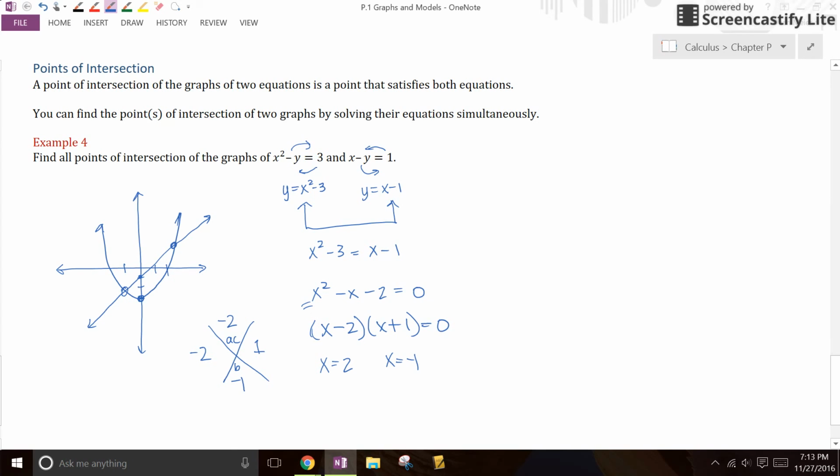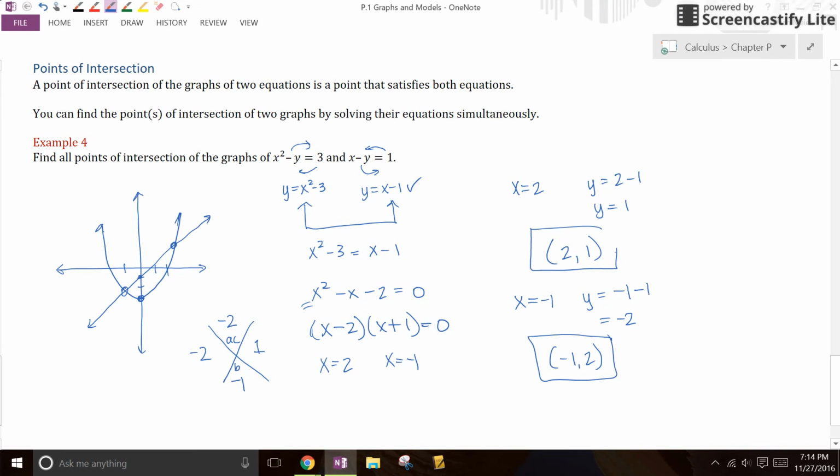And so I'm feeling pretty good. Where are those points? Well, plug them back in and see. How about plugging them into this one because it looks easy. When x is 2, I get y equals 2 minus 1, which means y is 1, so one point of intersection is the point (2, 1). Makes sense. And the other point of intersection was x is negative 1, so y would be equal to negative 1 minus 1, or negative 2. So the point (-1, -2) is our second point of intersection.